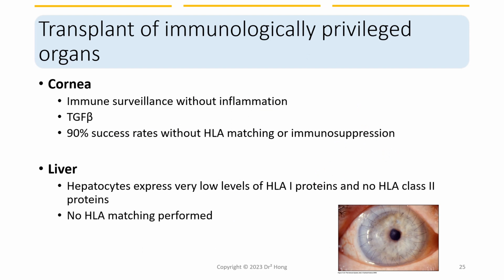So far, we've seen that trying to match donor and recipient is difficult. However, there is some good news. Some organs, we call them immunologically privileged organs, are easier to transplant. The first one is the cornea. Corneas are on the front of our eyes, and they need to be clear so that we can see clearly. If there's any inflammation happening, that could cloud our vision.